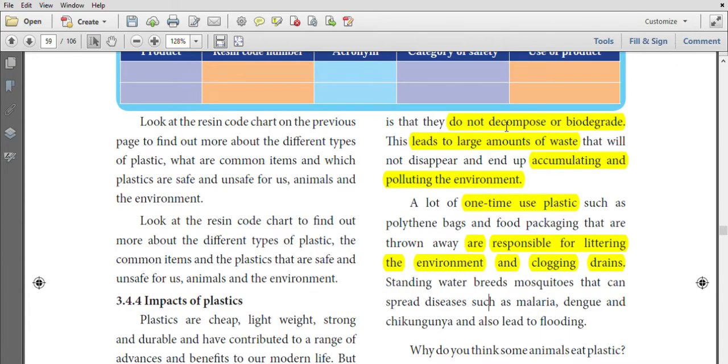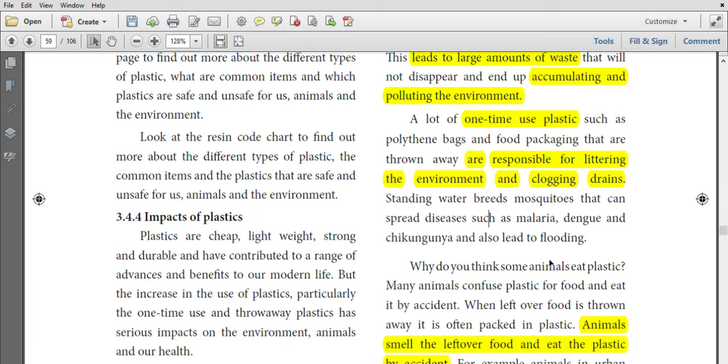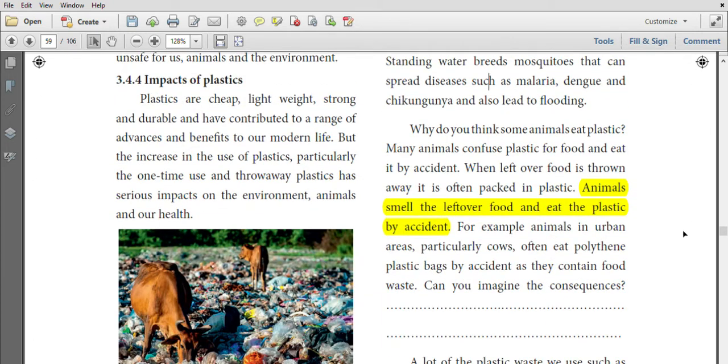Plastic does not decompose and is not biodegradable. It leads to a large amount of waste accumulating and polluting the environment. One-time use plastics are responsible for littering the environment and clogging drainage. Animals smell the leftover food and eat the plastic by accident.